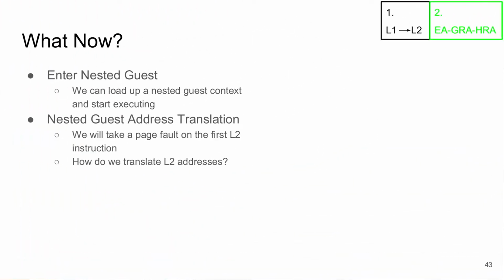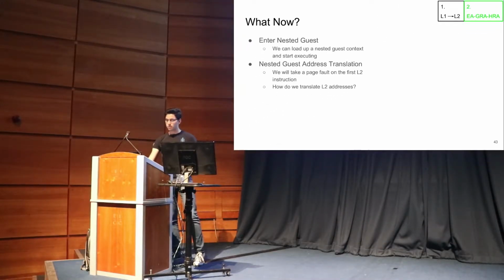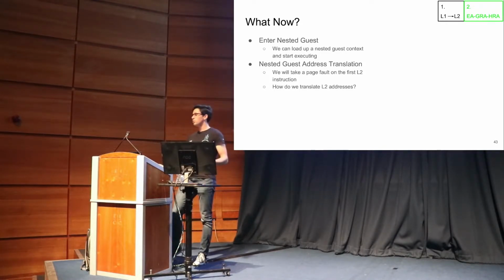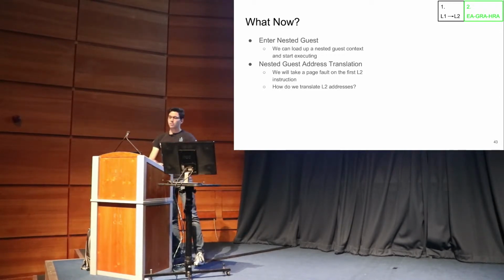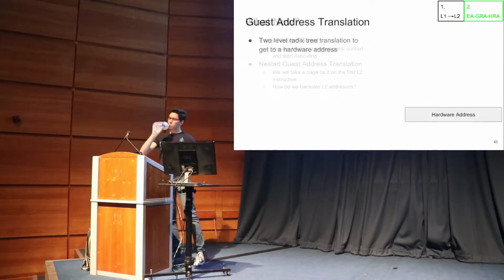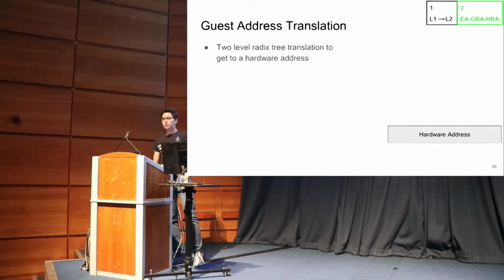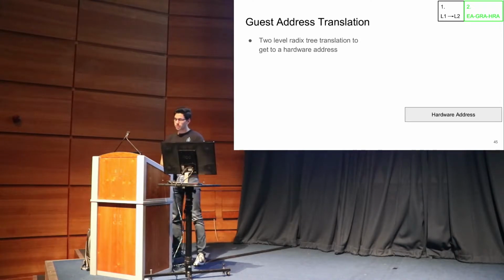So the first step I said was entering the nested guest, and we can do that. We can load up the nested guest context and then get into it. But on the very first instruction, we're going to take a page fault, right? How are we going to translate those instruction addresses? Well, before I go into nested guest address translation, let me very quickly explain how address translation works for a normal guest on the POWER9 processor.